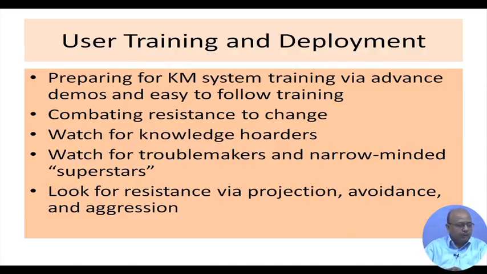And then you also watch for troublemakers and narrow minded superstars. Some people always criticize, so they are known as troublemakers. So, you need to convince them, by whatever means, and ensure that these type of people are not going to be critical to this kind of system. If people are ready to understand the benefits of the system, probably these kind of troublemakers will not be able to have a say in the process. So, look for resistance via projections, avoidance and aggressions.